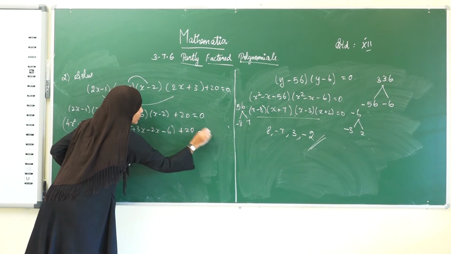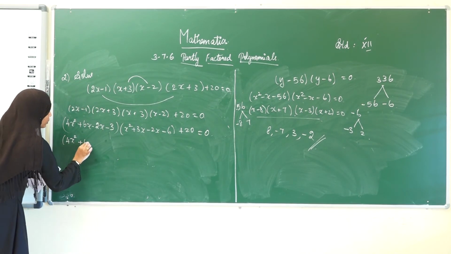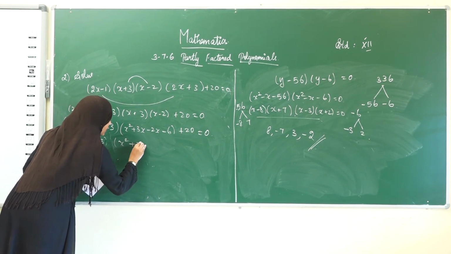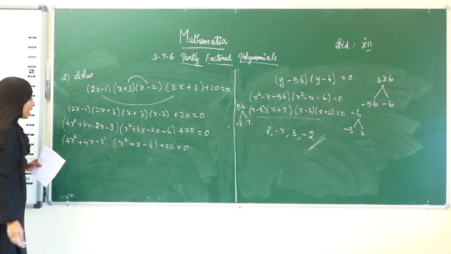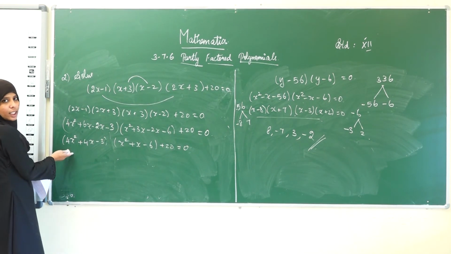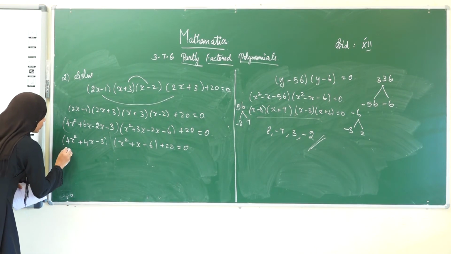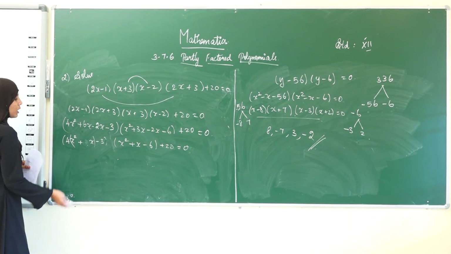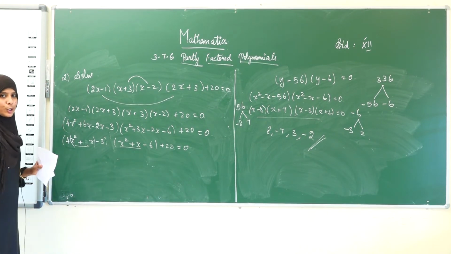So solve this: 4x square plus 4x minus 3, and here x square plus x minus 6, plus 20 equal to 0. You can ask, ma'am, here too we don't get the first two terms as same. See, consider this alone. We can take the 4 outside. Now, leaving this 4, we got the first two terms as common.